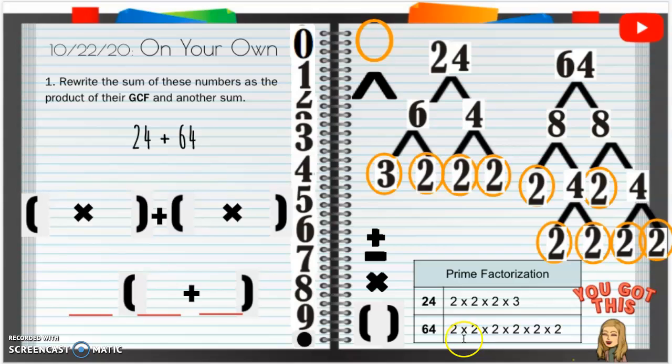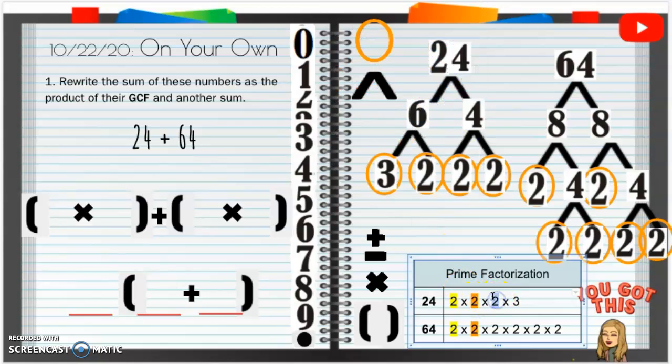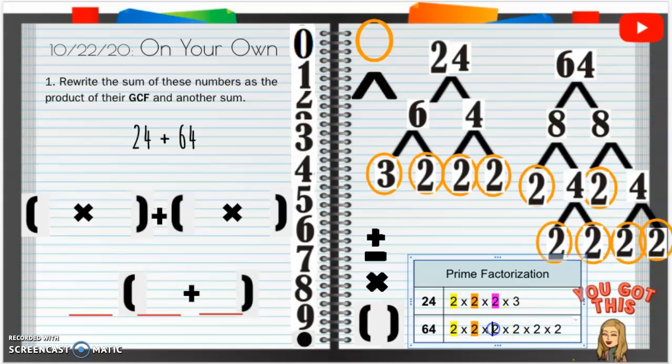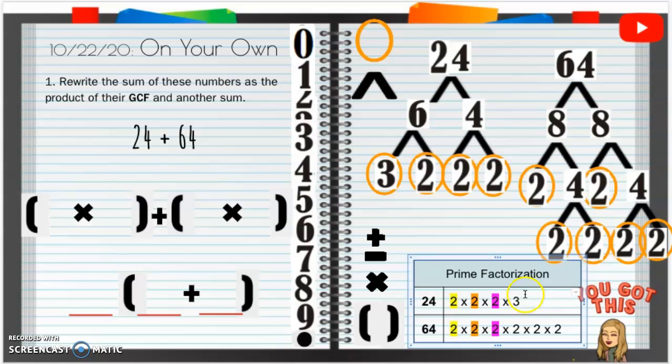Now, what do they share? Let's see. They do share a 2. I'm going to highlight that. Do they share anything else? Yeah, they share another 2. I'm going to highlight that. Do they share anything else? Oh my goodness, they share another 2. I'm going to highlight that one in pink. Do they share anything else? No. Finally. They don't share any more 2s and they also don't share the 3.